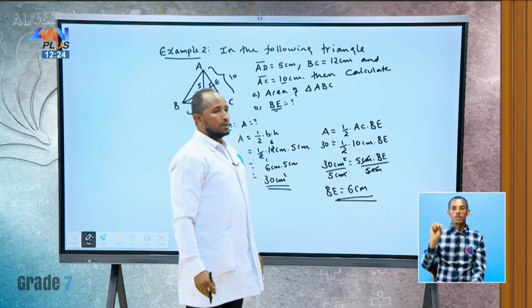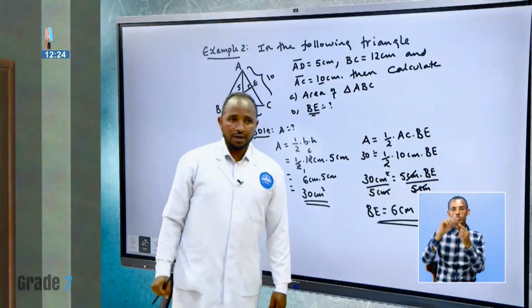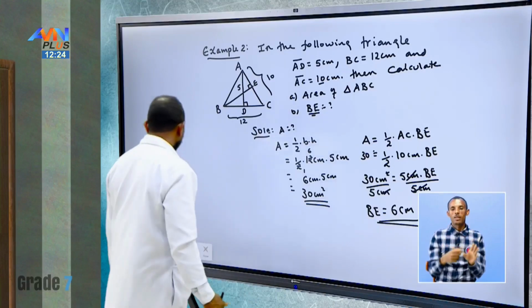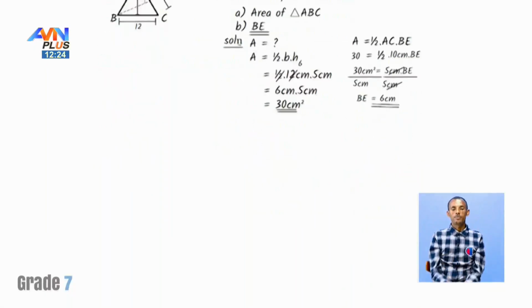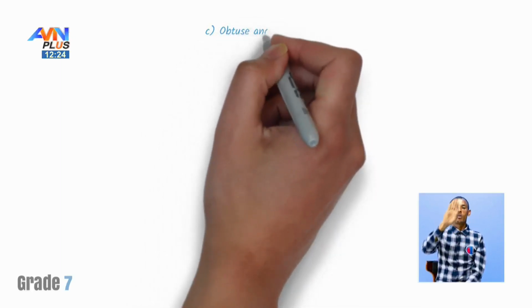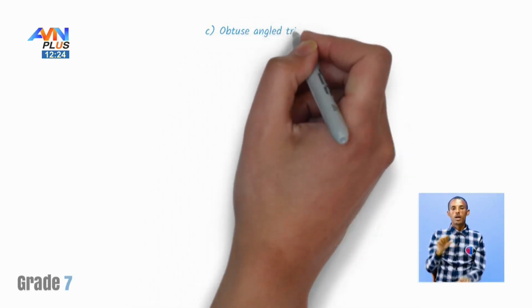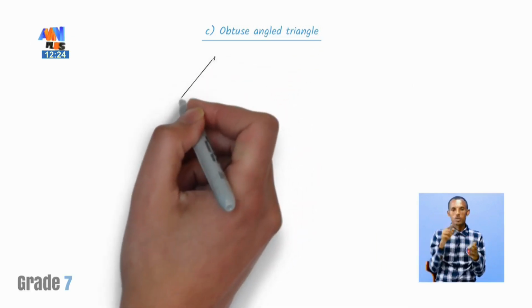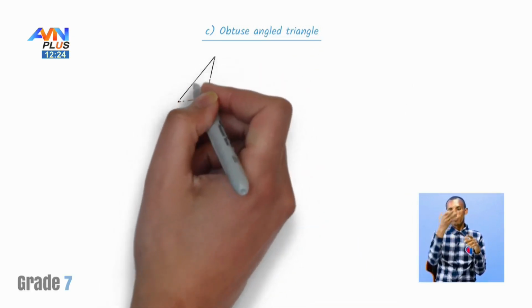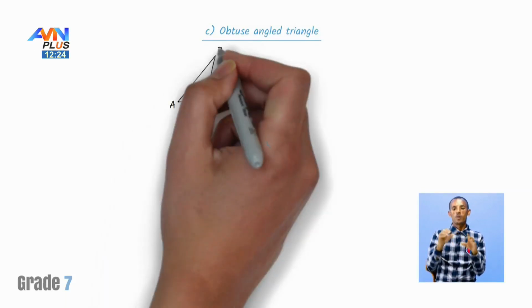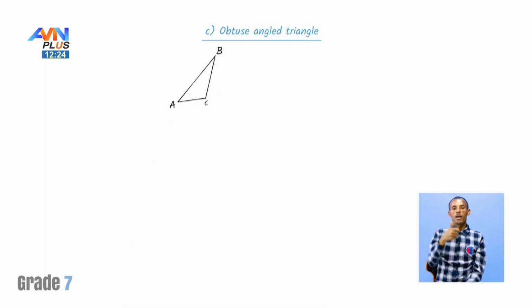That's it. Now we will proceed to the next triangle, the obtuse angled triangle. Okay, in this case you have such a triangle of obtuse. One of the angles is greater than 90 degrees. Such a triangle we call an obtuse angle triangle. A, B, C. Assume this one.